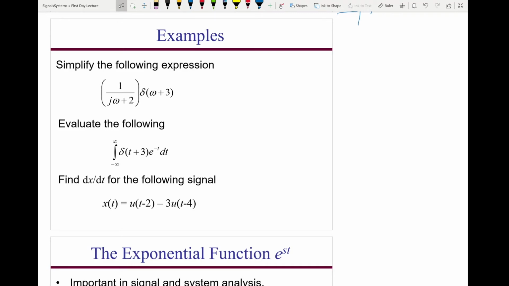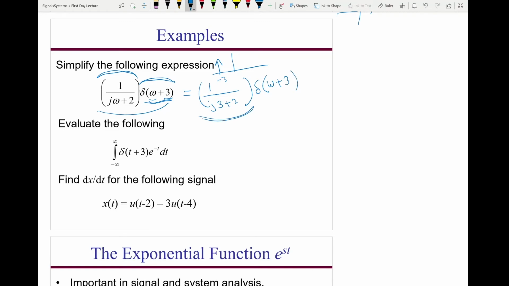Now I can multiply a signal by a delta in the time domain, or I can multiply it in the frequency domain, like this one. It's in the frequency domain, so it doesn't matter. So here you have a function multiplied by a delta function located at 3. It could be 3 hertz or radians per second. So what is the answer? Wherever you see omega, you replace it by minus 3, because this impulse is located here. So then this will be 1 over j3 plus 2, and don't forget to include the impulse. That has a magnitude and phase, and it's located at this location.